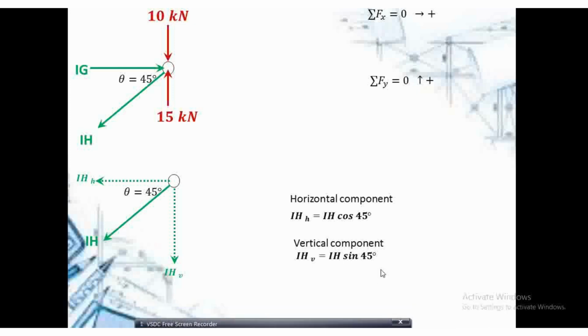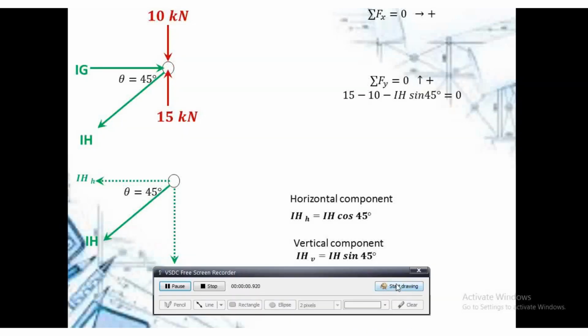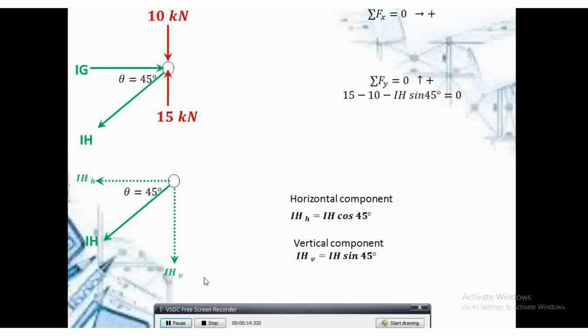Okay, so going back to this problem. If we take summation of forces along the y-axis, my assumption here, upwards, positive. So, summation of forces along the y-axis, upwards, positive. 15 is upward, so that's positive. 10 is downwards, minus 10. Again, the vertical component of IH is pointing downwards, so that's minus IH sine 45 degrees. And putting this in your calculator, IH is equal to 7.07 kilonewtons.